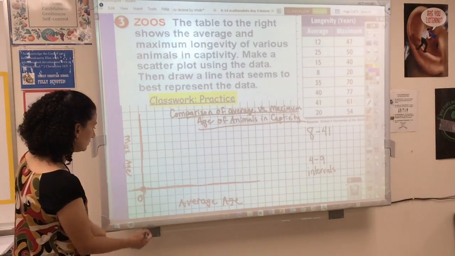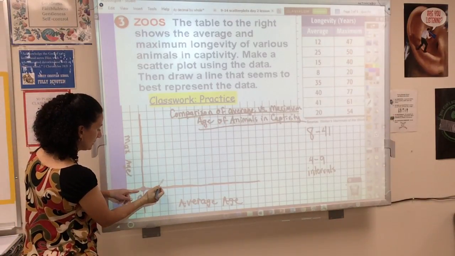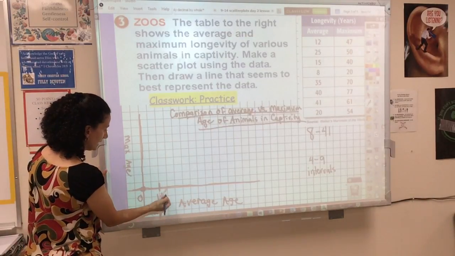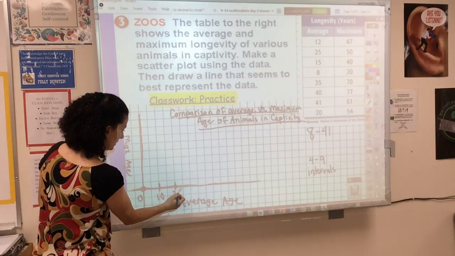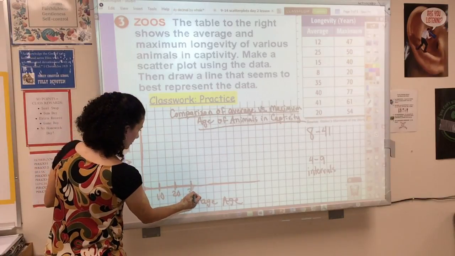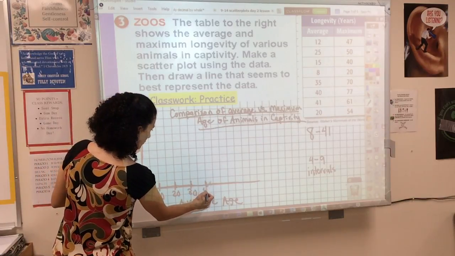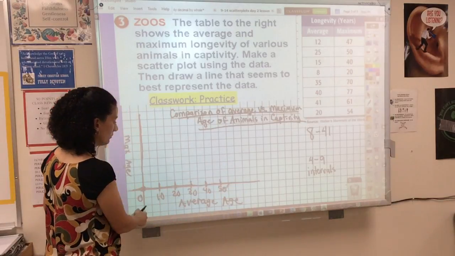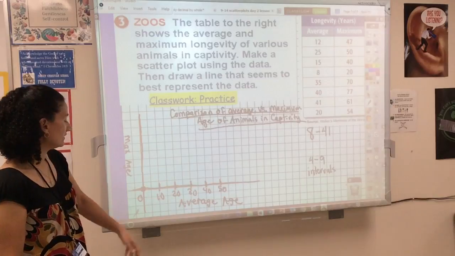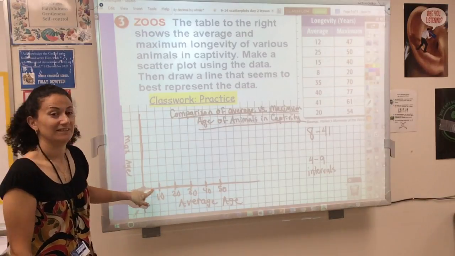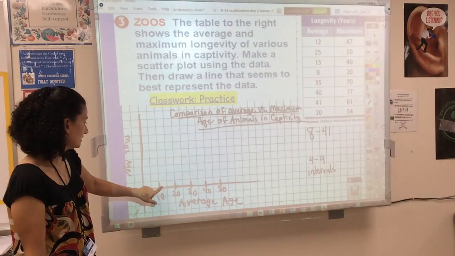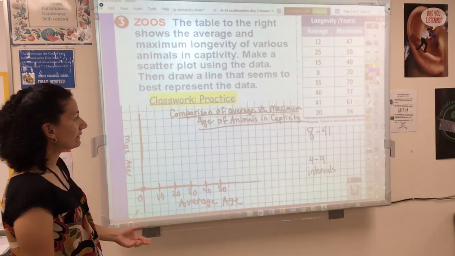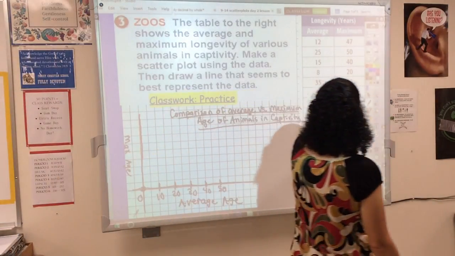So here's 0. I can actually skip 2 lines. I have plenty of lines on my grid. I can count 10. Here's 20, 30, 40, and I'm going to go up to 50 just so I can cover that 41. So I counted by 10s. I have 5 intervals. I'm counting by 5s because I left a space, but I'm not going to write all those in. Okay? Now I have to do the same thing for the maximum years.